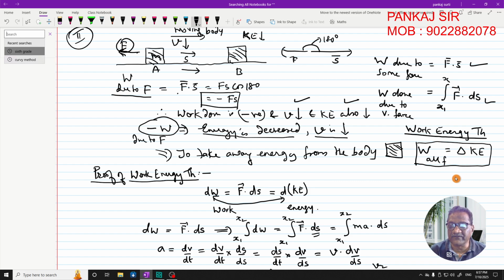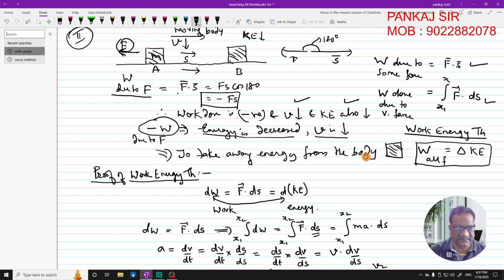You can calculate the velocity of a body at a particular time if the work done is calculated, because it is related to kinetic energy, right? So half mv square. So v square, the velocity of the body at a particular instant of time, you can also find out using this work energy theorem. So the work energy theorem is a very useful theorem, and later on, when you do some numericals on it, you will come to know how useful it is.